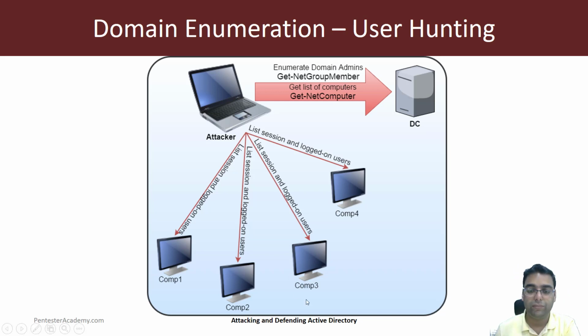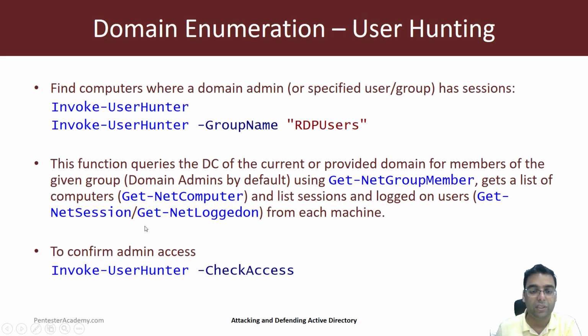Let's say on this machine called comp3, it lists the sessions and finds a session from a user who also happens to be a member of the domain admins group. Then it will tell us that a domain admin token is available on comp3. That is how this function works. Without any option, it looks for membership of the domain admins group. We can specify a group or user. We can also confirm if we have local admin access with the help of Invoke-UserHunter -CheckAccess.